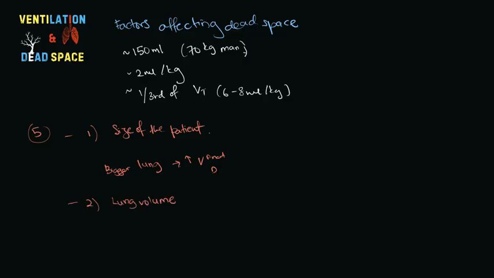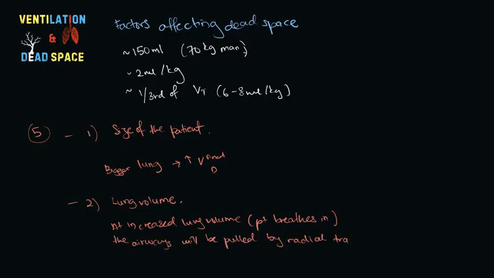Number two, lung volume. At an increased lung volume, let's say a patient breathes in and holds his breath. This is a condition where the lung is at an expanded state. So what happens is that the airways will be pulled by radial traction. So when the airway diameter dilates, there will be an increase in anatomical dead space.